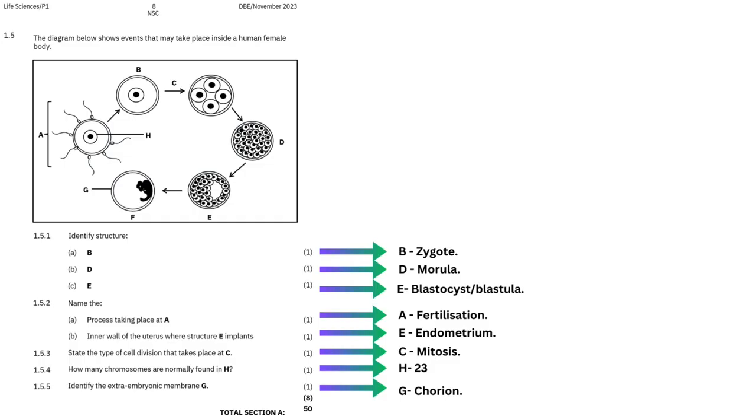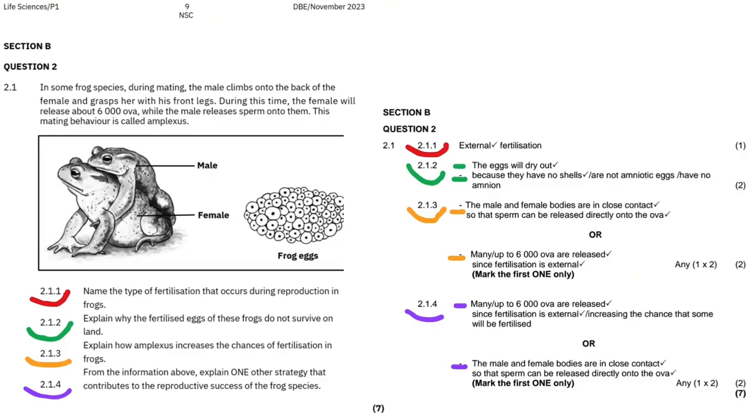1.5.5, identify the extraembryonic membrane G. The answer is chorion. We move on to section B, question 2. Remember that you can start a new question on a new page, so you are welcome to start with section B if you prefer in your exam.